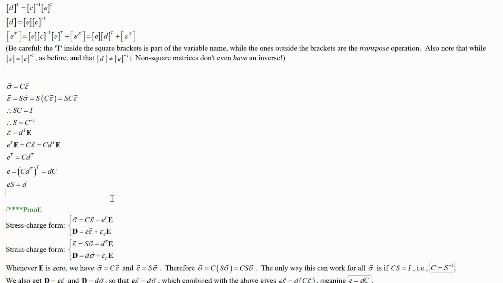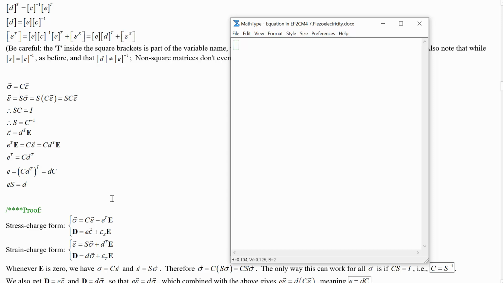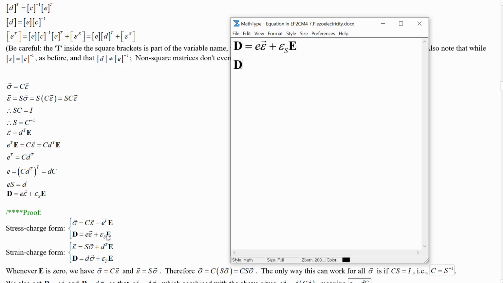All right, finally, let's go and figure out how to relate the permittivities together. So if we've got that D is equal to, let's say, E times epsilon plus epsilon S times E, we can substitute in the other expression for D to get an expression that both of the epsilons are in. And then we'll have D times sigma plus epsilon T times E is equal to E times epsilon plus epsilon S times E.